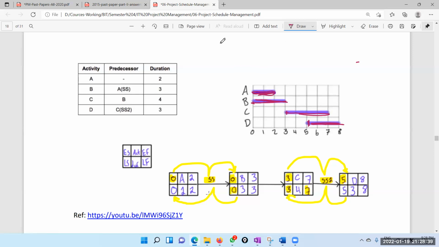Right. Now we have to fill the our third chart. Okay. Activity on node chart.